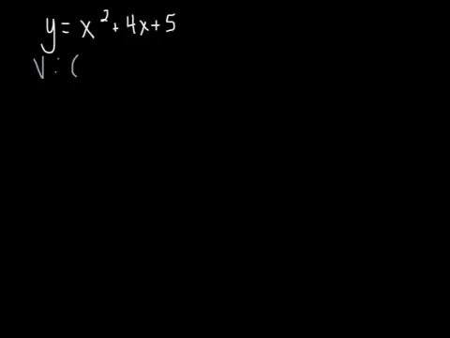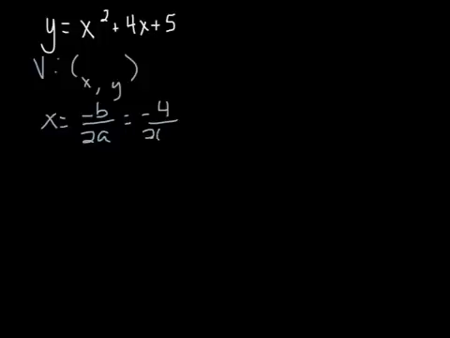The vertex is a point (x, y). Well, to find the x value of the vertex, there's a formula: x equals negative b over 2a, or the opposite of b over 2a. So in this case it is negative 4 over 2 times 1, because here's the a, the b, and the c. So my x value in this case, when I reduce, is negative 2. So I'm going to write negative 2 for the x.